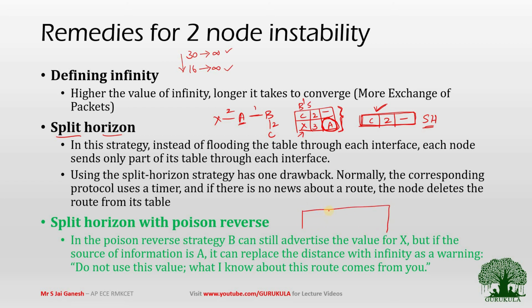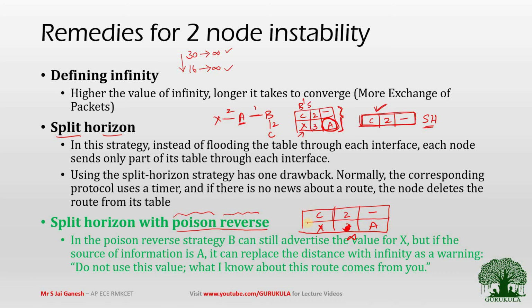So B will be sending its table like this. This is B's table again. B can reach C with a cost of 2, which is a directly connected node, X with 3, and A. This is the actual table B has. Instead of sending this as it is, as per Poison reverse, split horizon has to be implemented with Poison reverse. Poison reverse is nothing but changing this 3 to infinity.